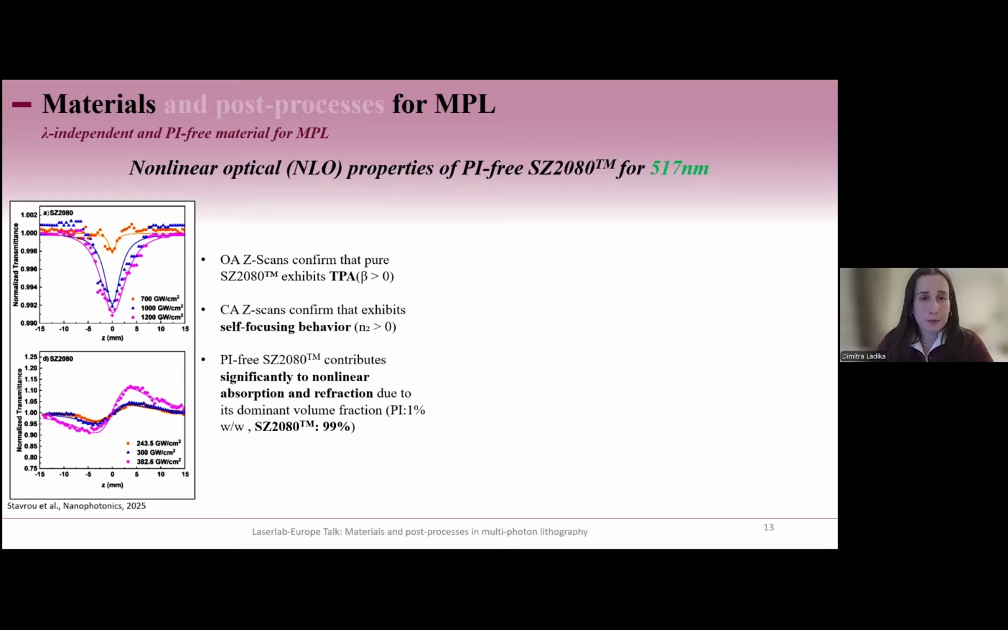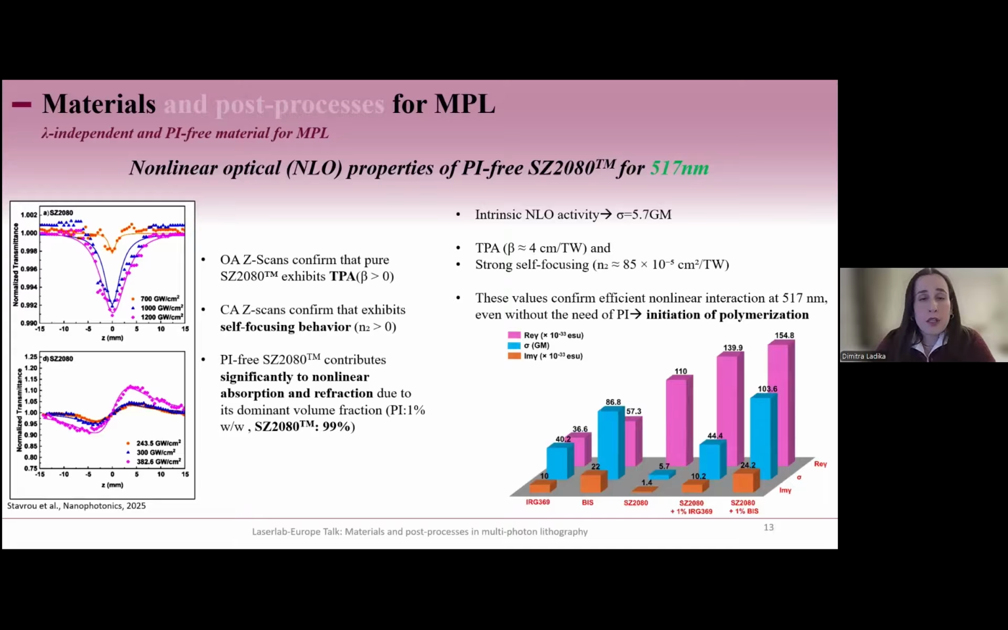So the nonlinear refractive index is positive. And in total, the general conclusion from this could be that we can have nonlinear absorption and refraction of the PI-free material compared to the photosensitized ones, because the volume fraction is dominant compared to a PI photosensitized material.